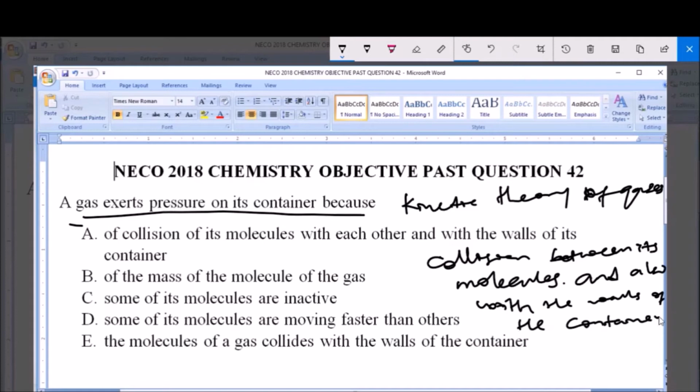Like we know, the molecules of gases are mobile. Let's take for instance, we have a container like this. No matter how small that gas is in that container, you notice that the particles of these gases are always mobile. They are free, they move about, and they collide, either with each other or with the walls of this container. As a result of this collision, pressure is exerted by the molecules of this gas. So this pressure is as a result of collision between the molecules of the gas and also collision with the walls of the container. And that is why option A is valid and the correct answer to this question.